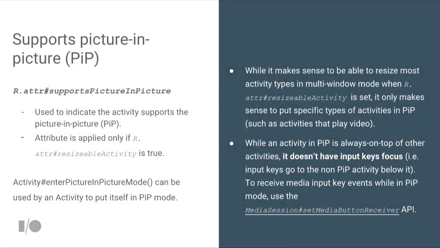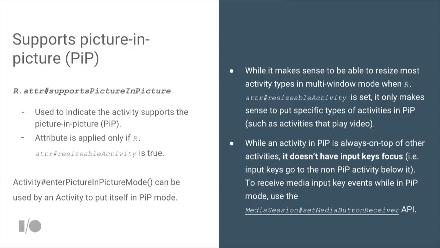So, picture-in-picture mode. While it's desirable for most apps to support multi-window mode, it doesn't make sense for all apps to support picture-in-picture mode. For example, you would expect an app like Netflix or YouTube to support picture-in-picture mode, right? But you wouldn't expect an app like Google Docs to support picture-in-picture mode. So to differentiate this form of multi-window mode, we have the supports picture-in-picture manifest attribute for the app to indicate that it can go into this mode. With apps that have this flag set, on devices that support picture-in-picture mode, they can call the enter picture-in-picture mode API to put themselves into picture-in-picture mode.